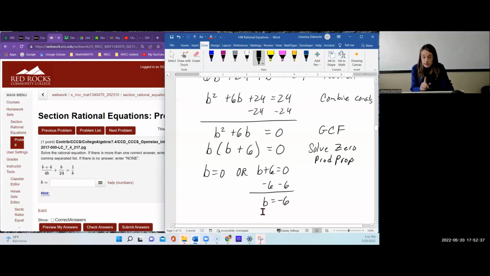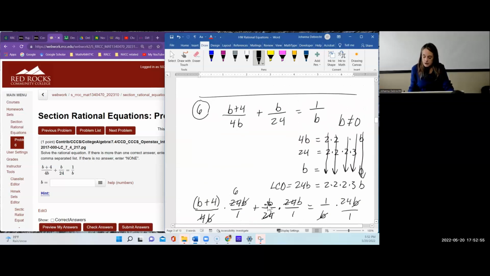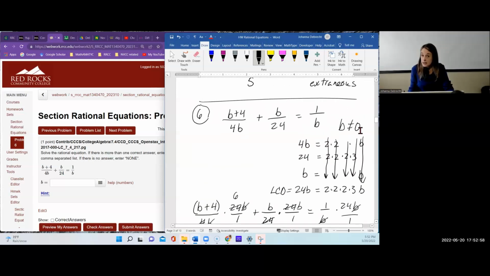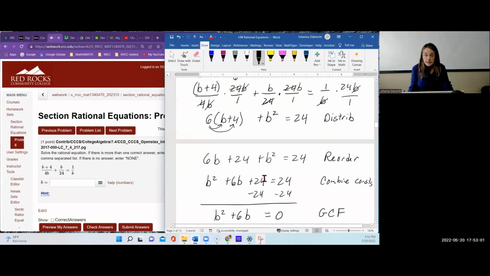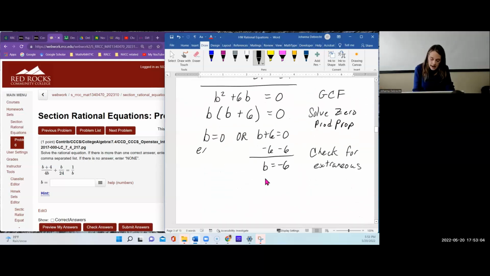But wait, we're not done. Whenever we have a rational equation, we have to check for extraneous solutions. Scrolling back up to the top where the problem started, we note that we said b cannot be 0. What that means is that our solution b equals 0 is actually extraneous. It does not work. If you were to try to plug it into the original, you'd have division by 0, which is just not allowed. So the only possible solution is the -6.